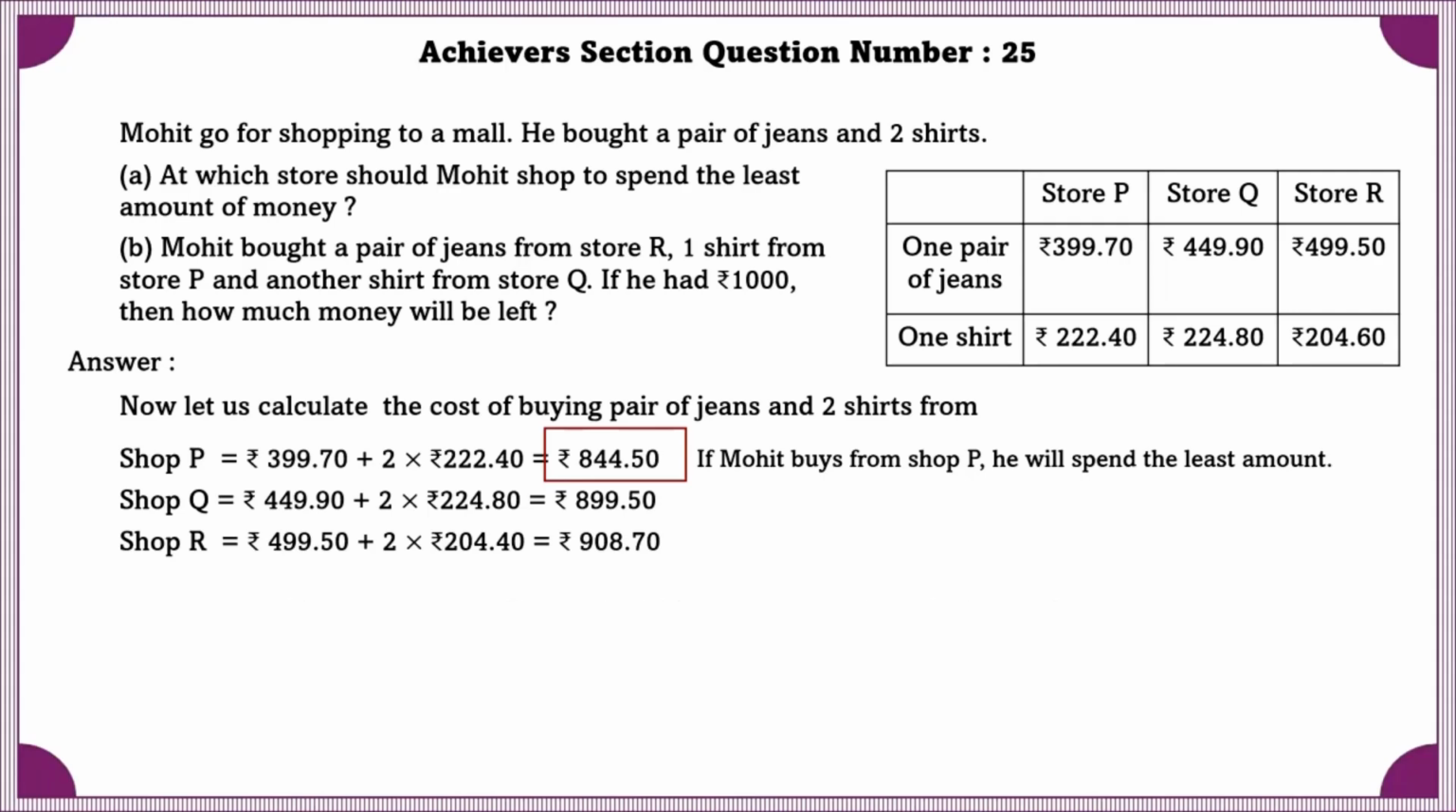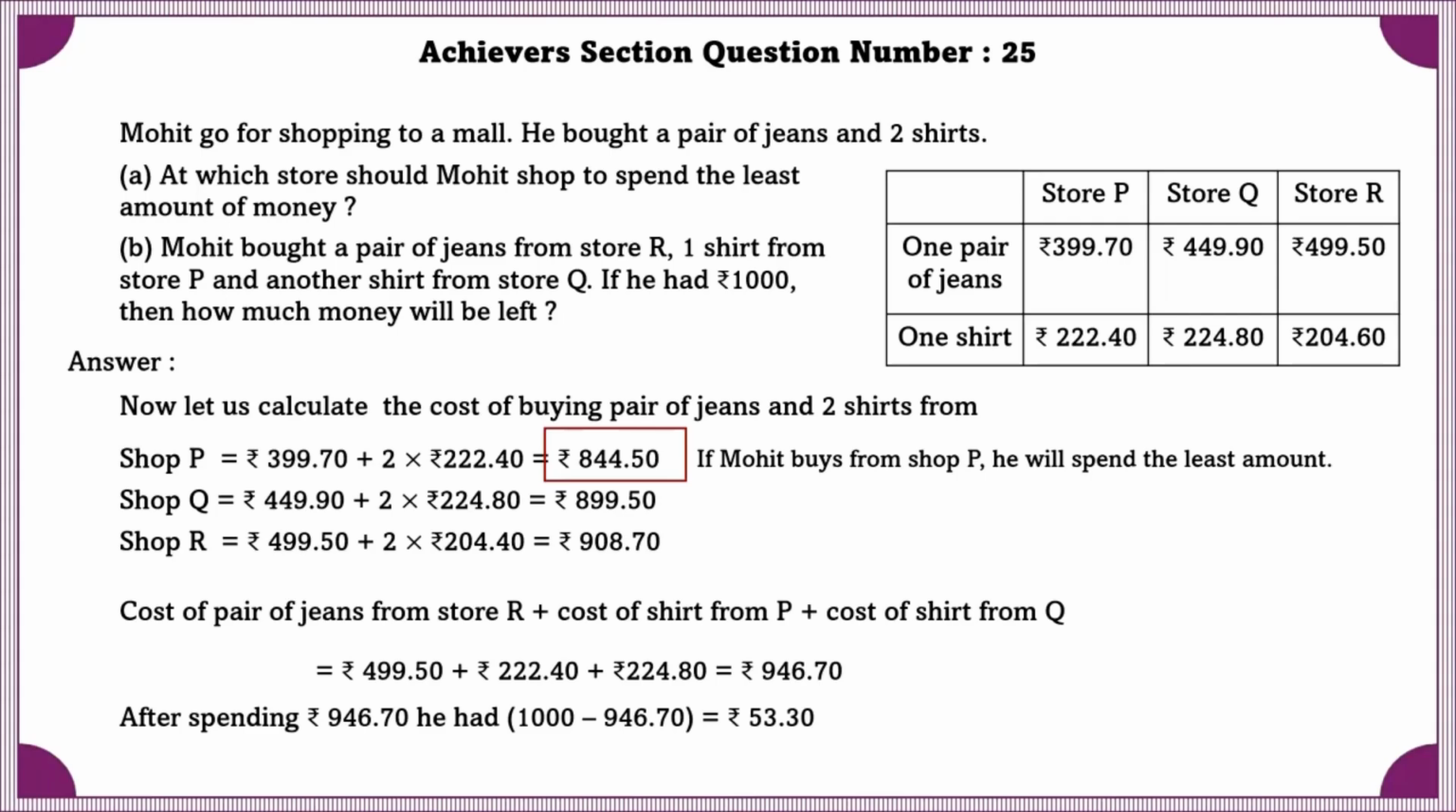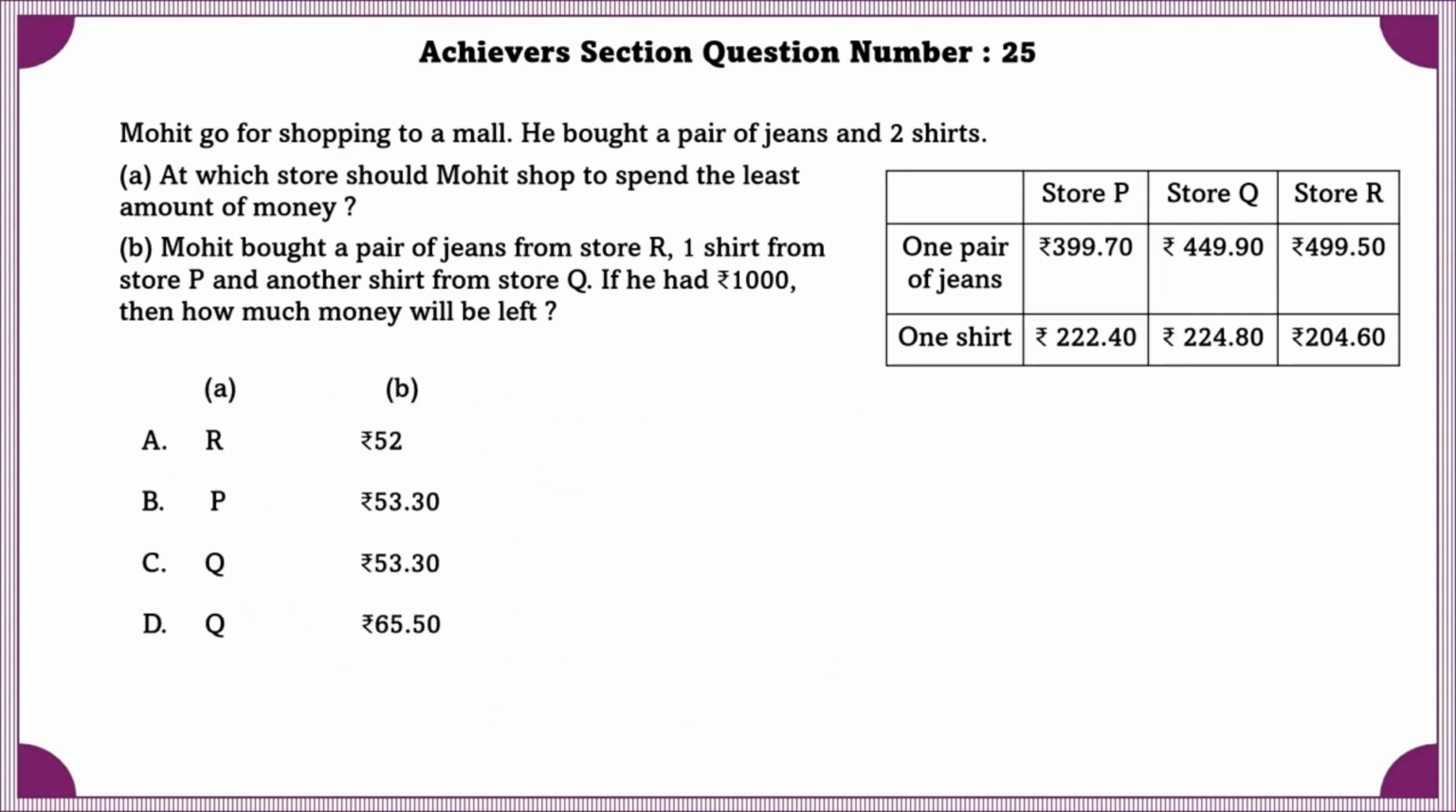Second one, Mohit bought a pair of jeans from store R, one shirt from store P and another shirt from store Q. If he had 1000 rupees, then how much money will be left? Cost of pair of jeans from store R plus cost of shirt from P plus cost of shirt from Q is equal to rupees 946.7. After spending 946.7 rupees, he will have 53.30 rupees left. So the correct option is the B option.